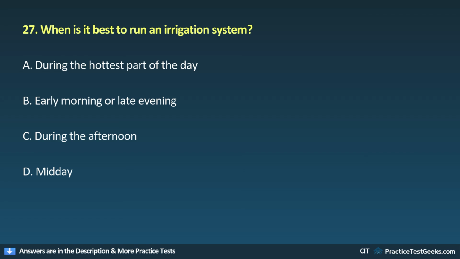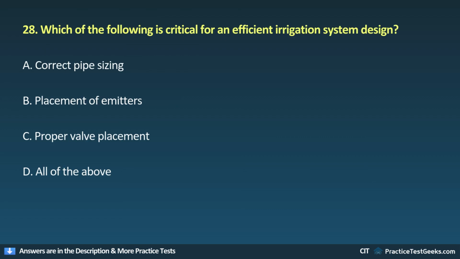27. When is it best to run an irrigation system? A. During the hottest part of the day. B. Early morning or late evening. C. During the afternoon. D. Midday. 28. Which of the following is critical for an efficient irrigation system design? A. Correct pipe sizing. B. Placement of emitters. C. Proper valve placement. D. All of the above.